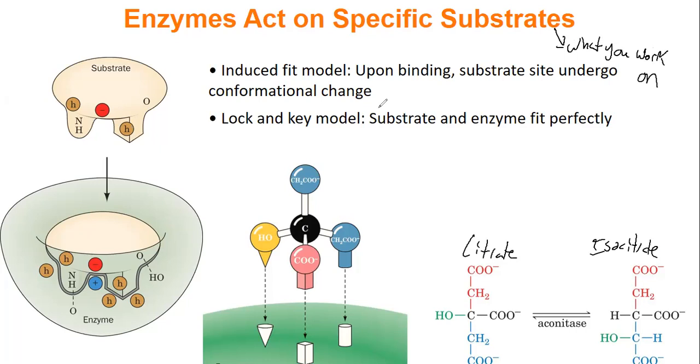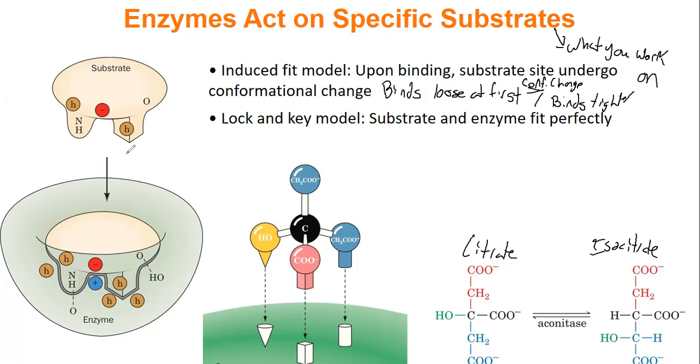Okay, so the two different models we have are the induced fit model and the lock and key model. The induced fit model says that when a substrate binds, it binds loose to begin with. And upon binding, the enzyme will bind the substrate tighter. So it binds loose at first, then binds tighter after a conformational change. The enzyme has a conformational change, then binds tighter. While the lock and key model says the substrate and enzyme bind perfectly, like a key fits into a lock. And that's kind of what's being shown here.